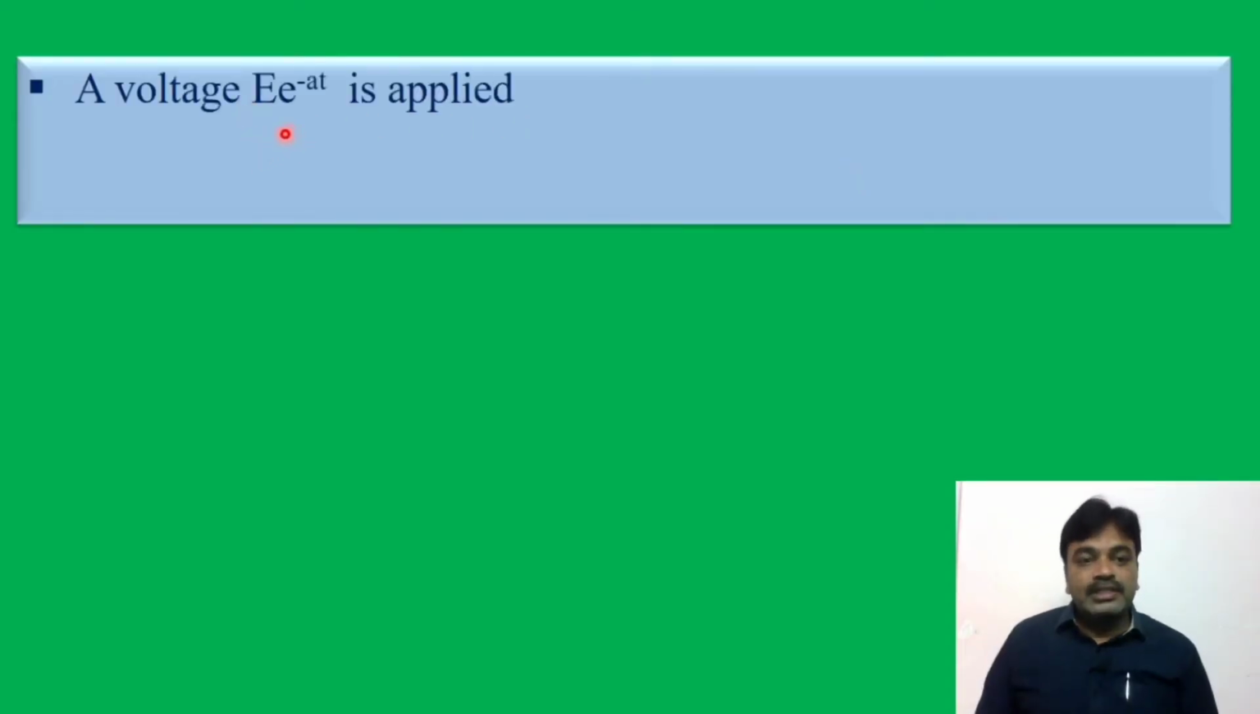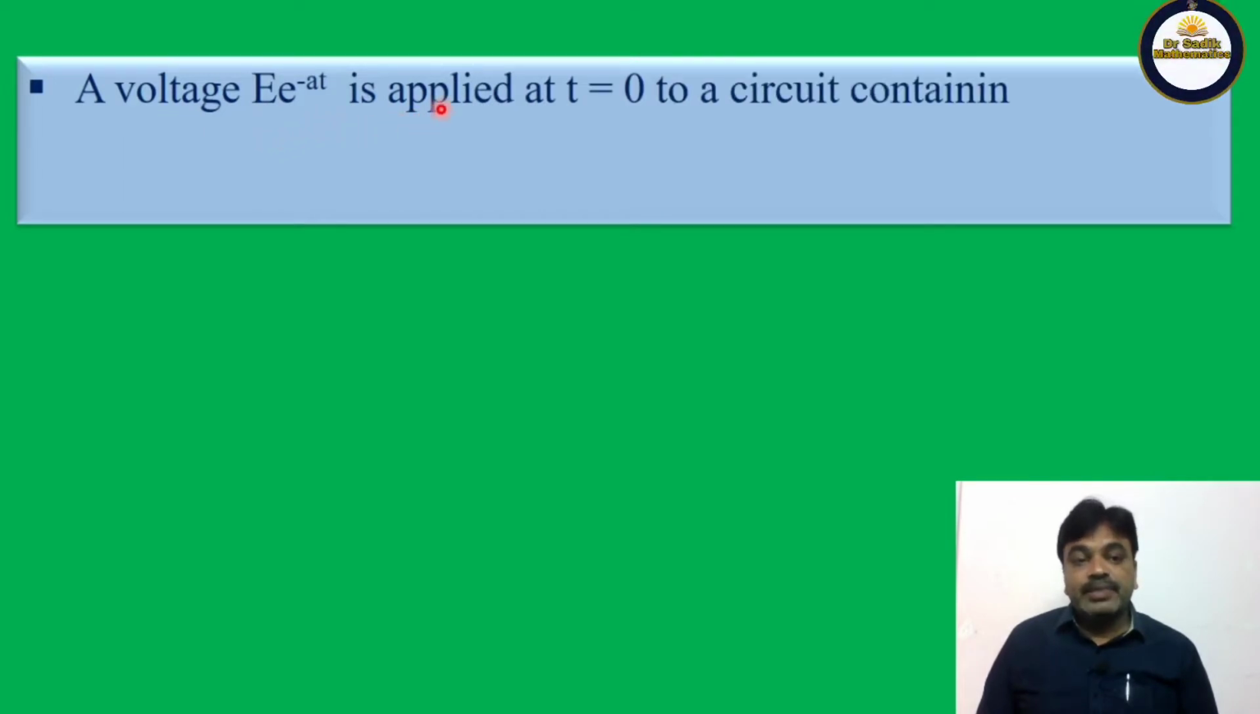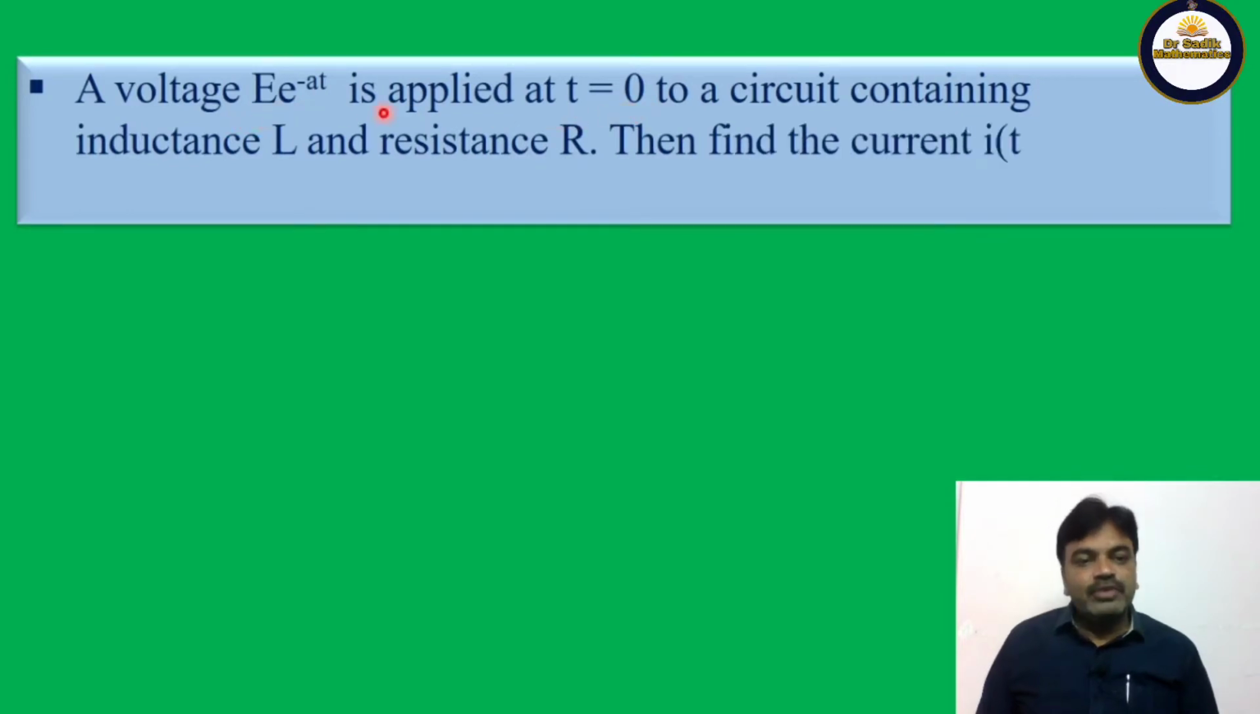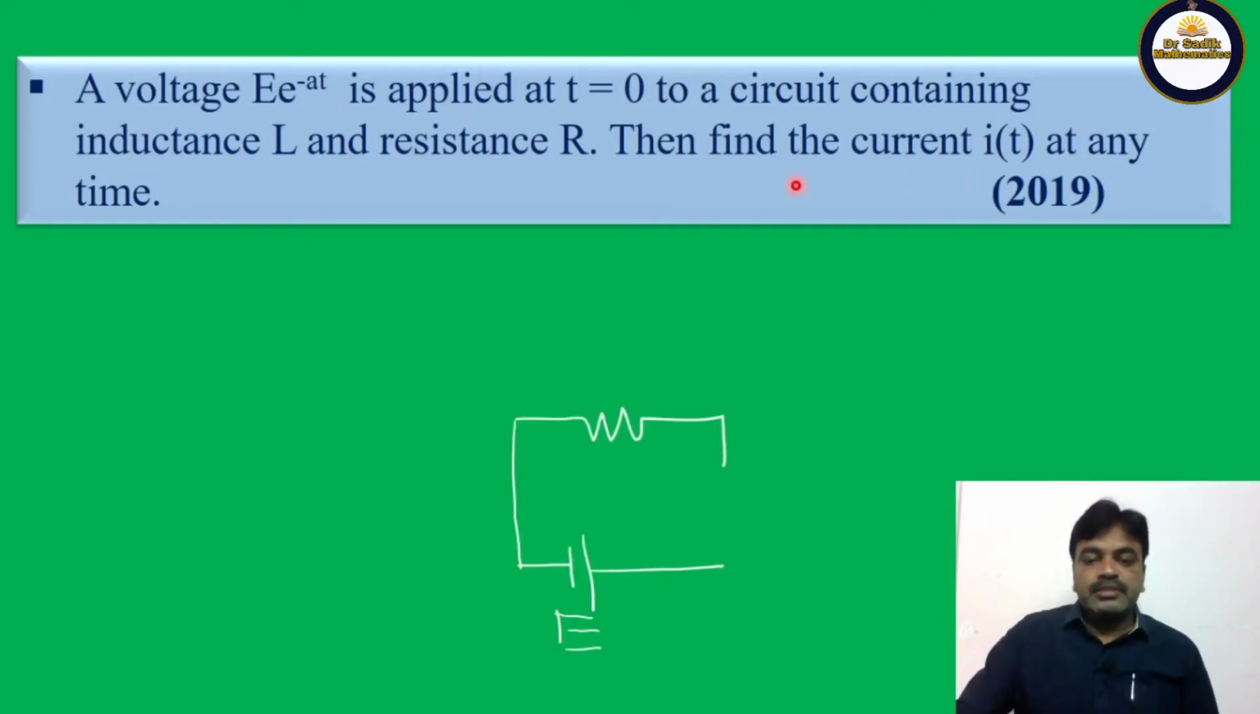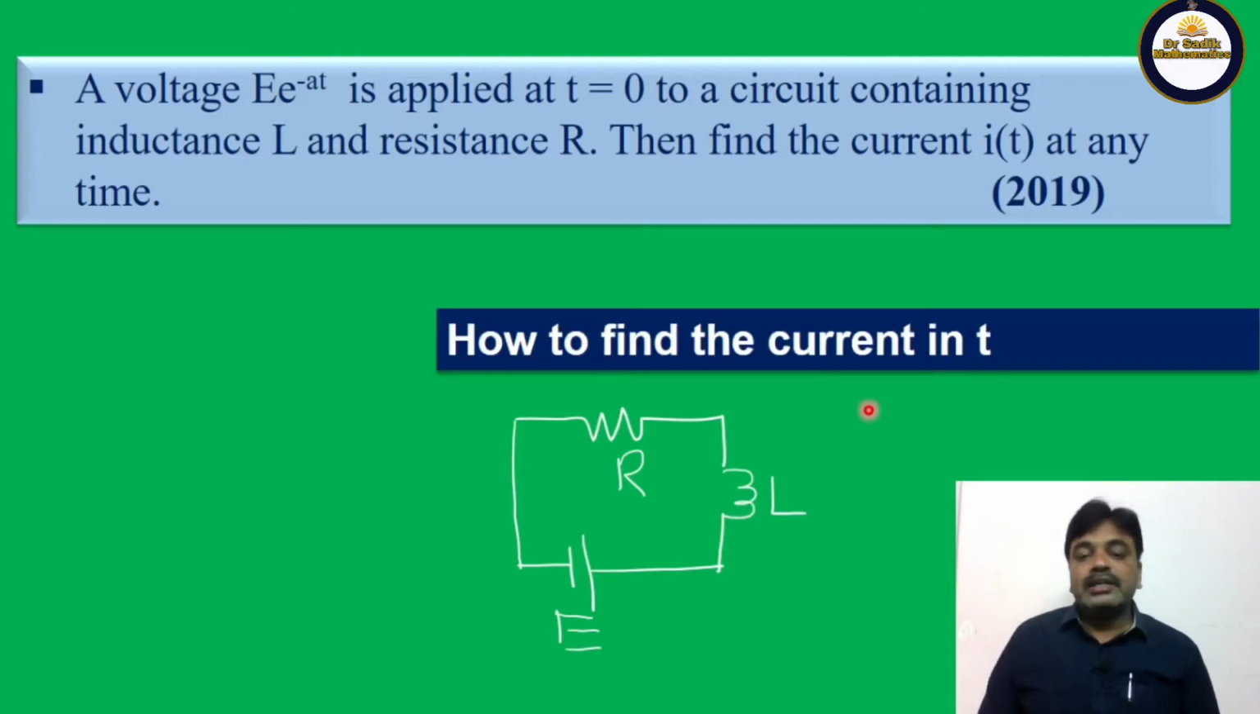A voltage E^(-at) is applied at t = 0 to a circuit containing inductance L and resistance R. Find the current I at any time. Here we are finding the current in an RL circuit. Now, how do we find the current in the circuit?